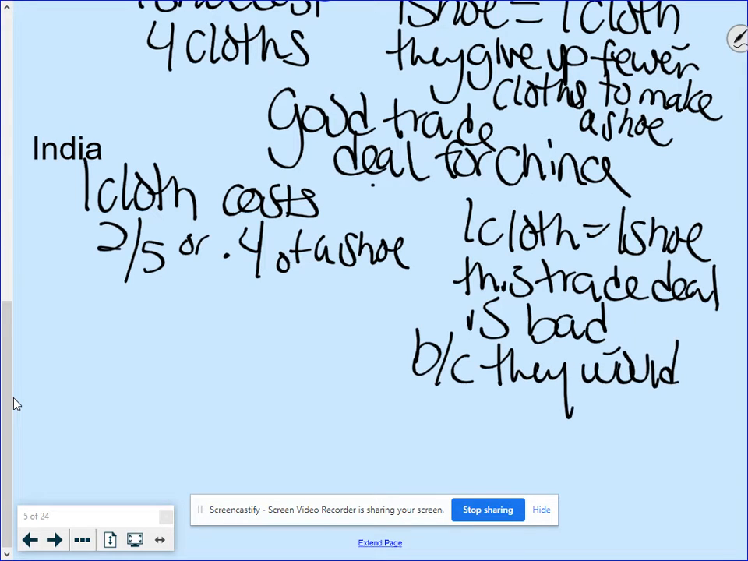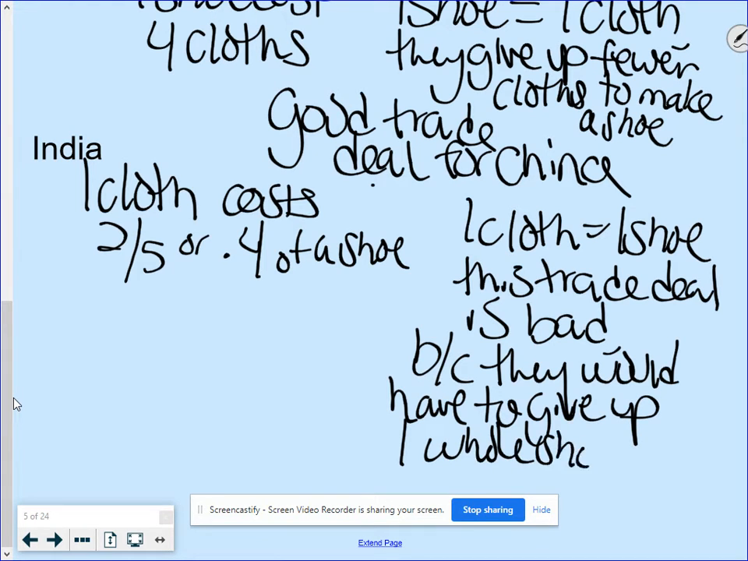What if they moved up to 2 cloths? Hold on, let me finish my thought. 1 cloth equals 1 shoe. This trade deal is bad because they would have to give up 1 whole shoe instead of 2 fifths of a shoe. So what if they did 2 cloths per shoe, which is obviously not a whole one, but China can trade a lot more goods. They can get more cloth and they can produce.